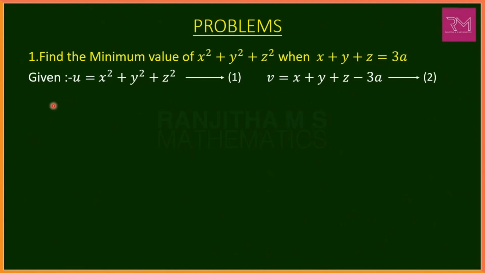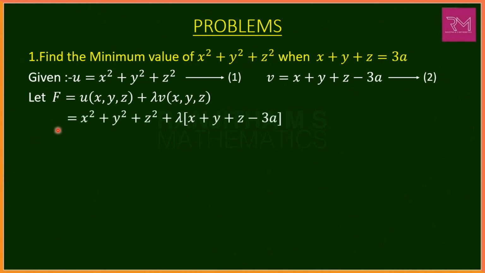Here what's the first step? We have to form the auxiliary equation. What's the auxiliary equation? F equal to u of x, y, z plus lambda into v of x, y, z. We have to substitute the u and v values in the auxiliary function. That is, f equal to x square plus y square plus z square plus lambda into x plus y plus z minus 3a.